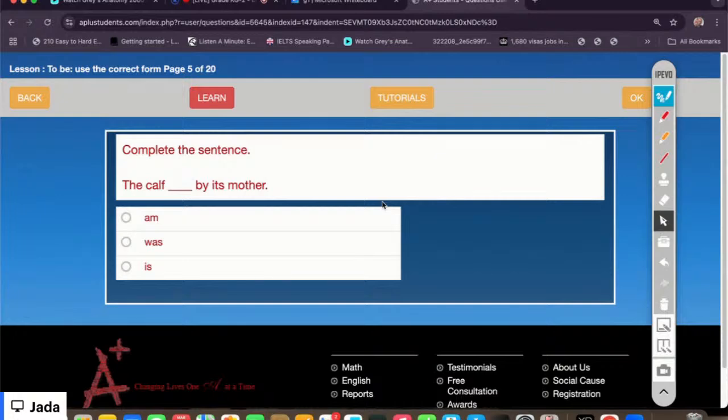The calf dashed by its mother. Was or were? Am, was, or is, which is the right one here? The calf is by its mother. Okay.